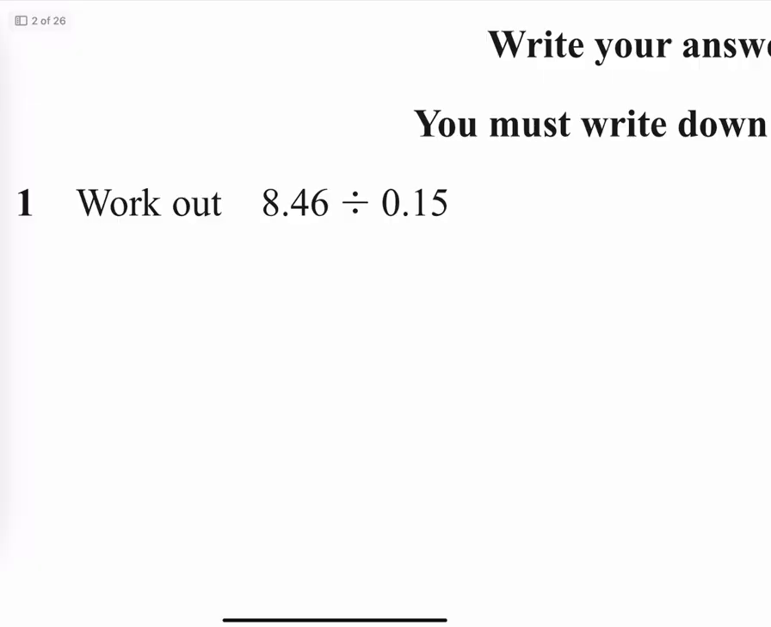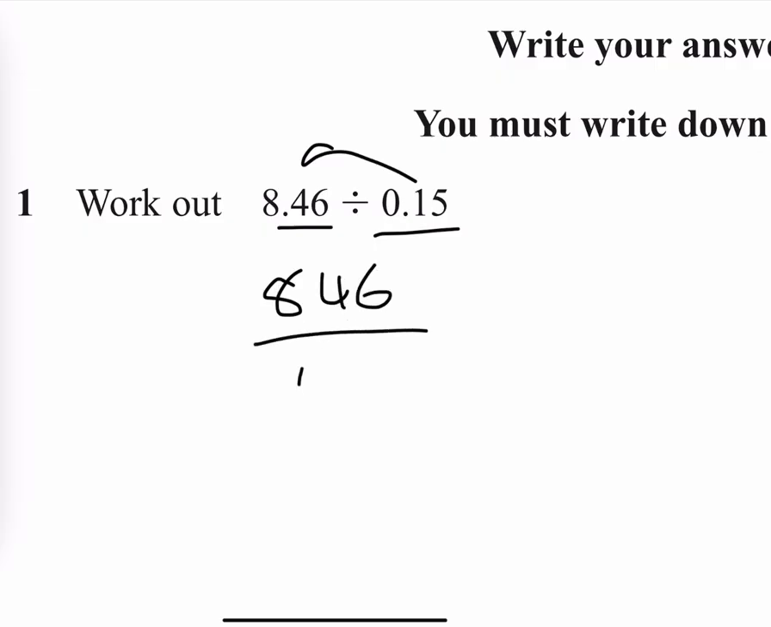So if we times both sides of this by 100, that's the same as timesing it by 1. So it's 846 over 15. There will be a factor of 3 in common here. You can also just bus stop method this directly. That's actually probably going to be easier here.